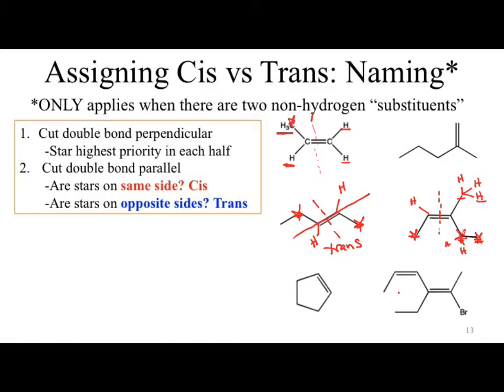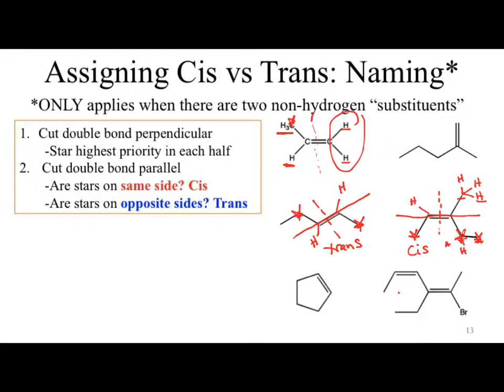Carbon. This one takes precedence, which means this one takes precedence. We have our stars. Cut our double bond parallel. Where are our stars? Same side, we're looking at cis. So cis-trans isomerism, which is what they're referring to, is whether you have the possibility for both cis and trans conformations. If you have a terminal double bond, that double bond is at the very end of a chain, because what are you going to end up with? You're going to end up with 2 hydrogens at the end. So you can't have cis-trans isomerism there.